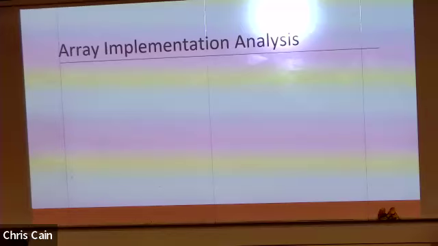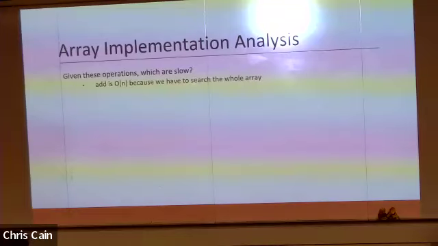Let's take a look at what would happen if we wanted to implement this with an array. All of these operations that we just talked about, which ones feel unnecessarily slow? We talked about add being slow because now we have to search the entire underlying array to figure out, does this set contain this element? We don't want to add it if it does, because we don't care about multiplicity.